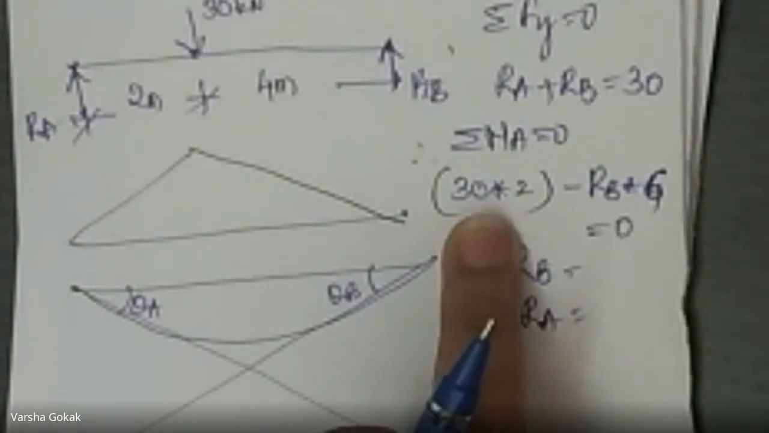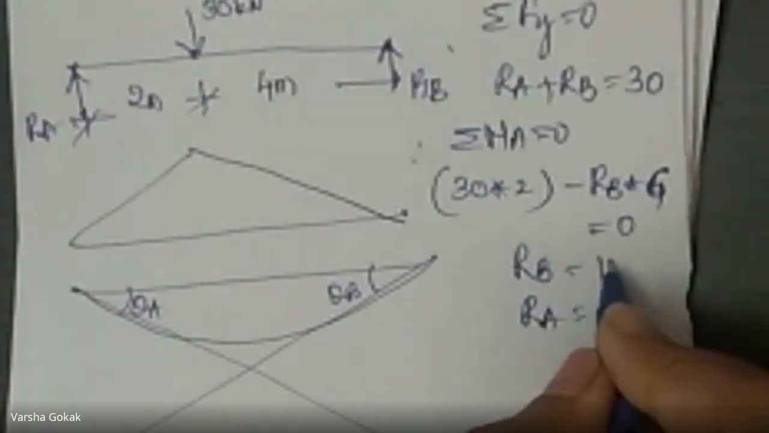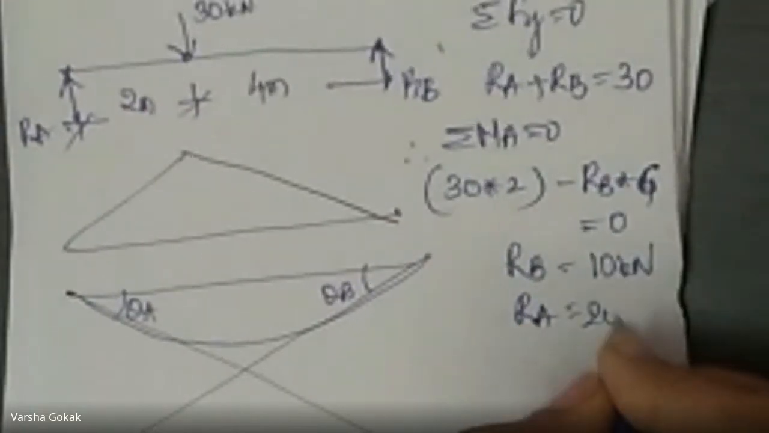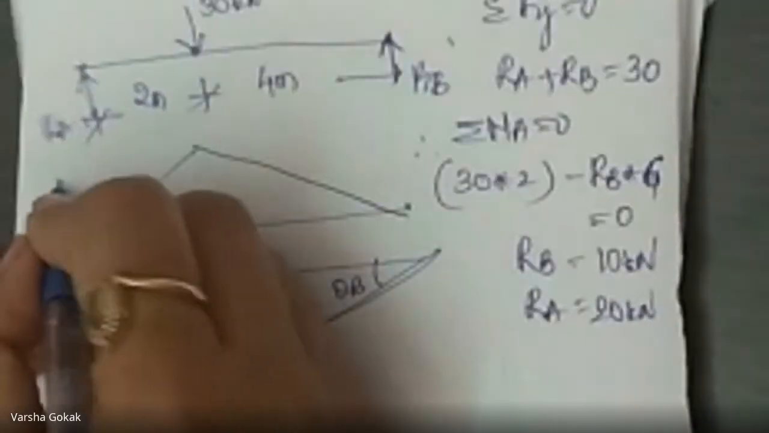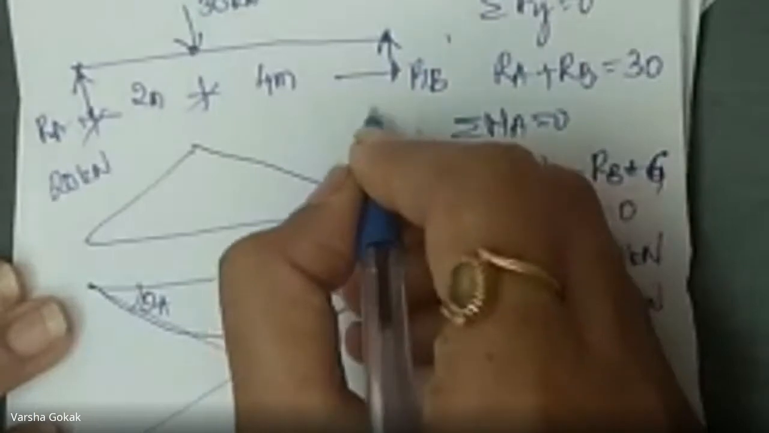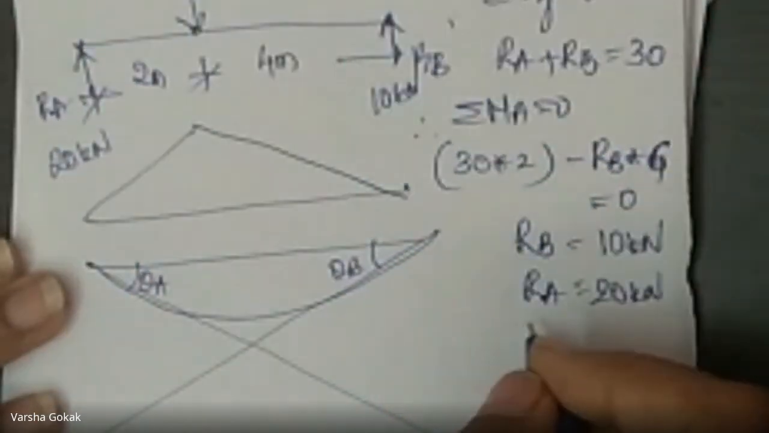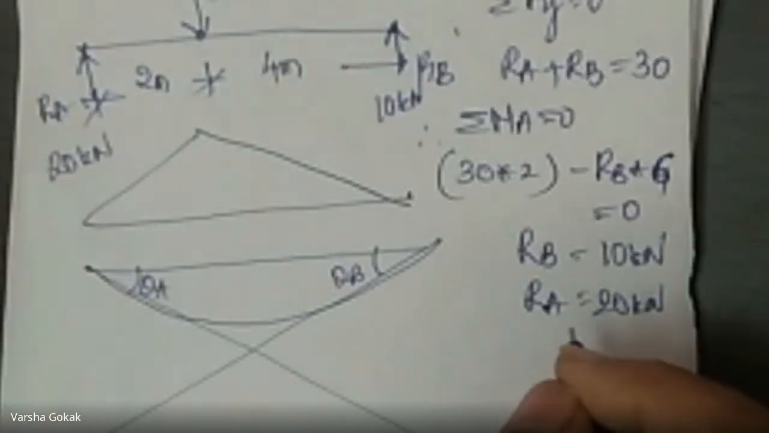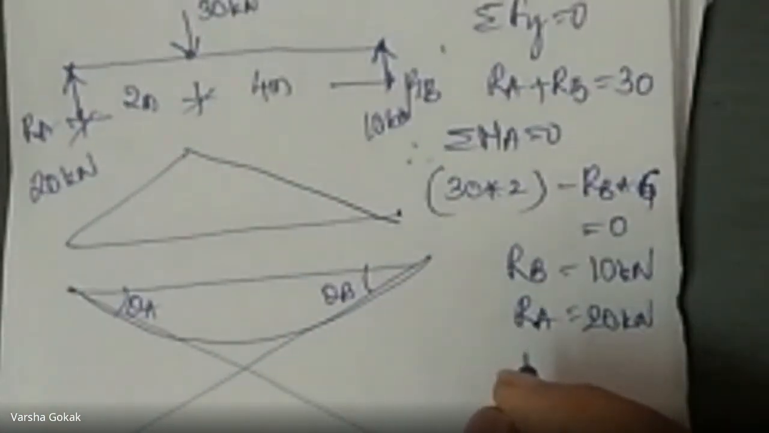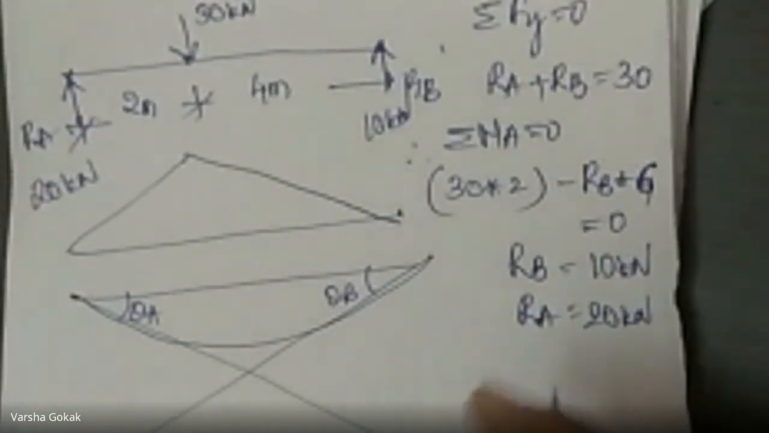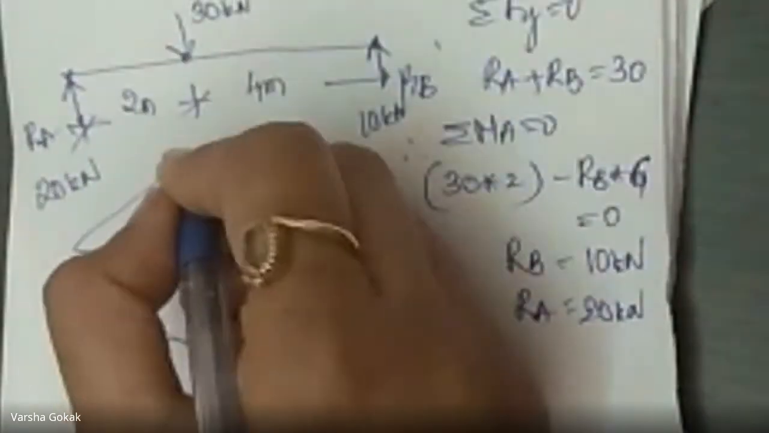This is 30 into 2, 60. 60 divided by 6, 10. RA is going to be 30 minus 10, that is 20 kilonewton. So RA is 20 kilonewton, RB is 10 kilonewton. These are what? These are our reactions at the beam supports. Clear?